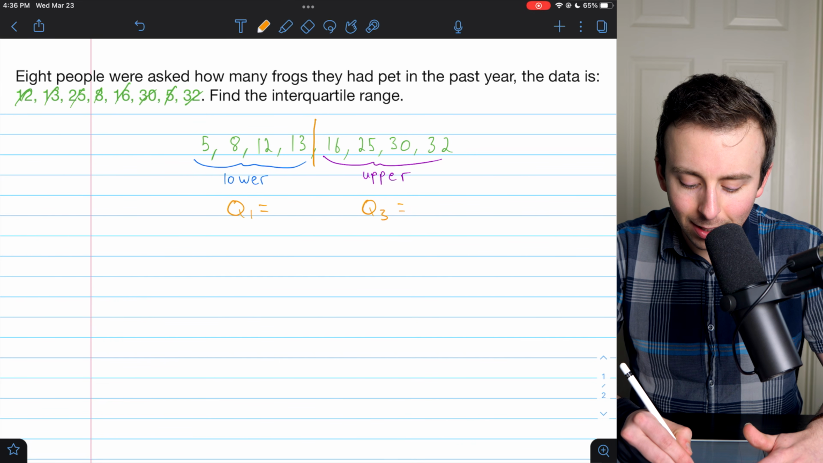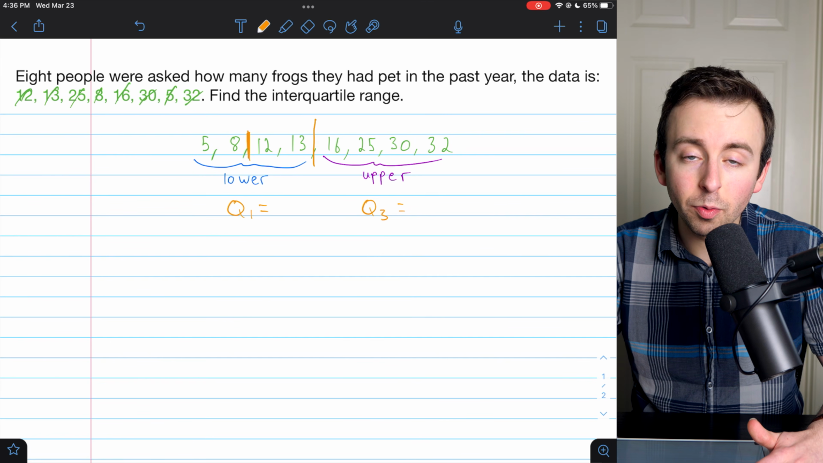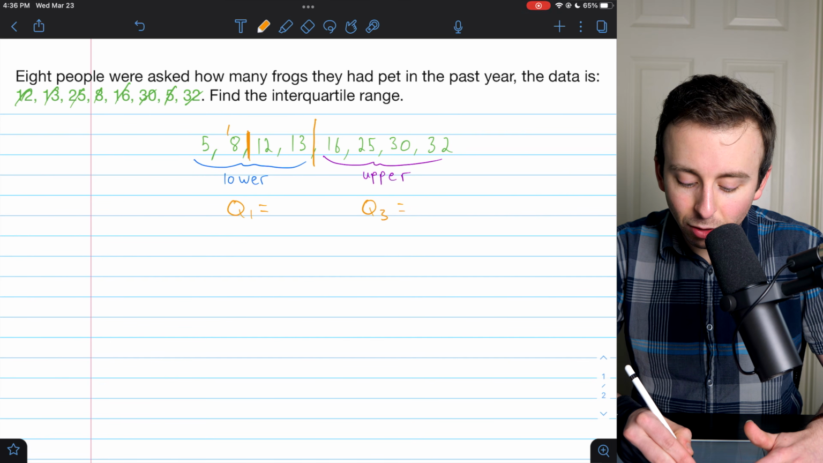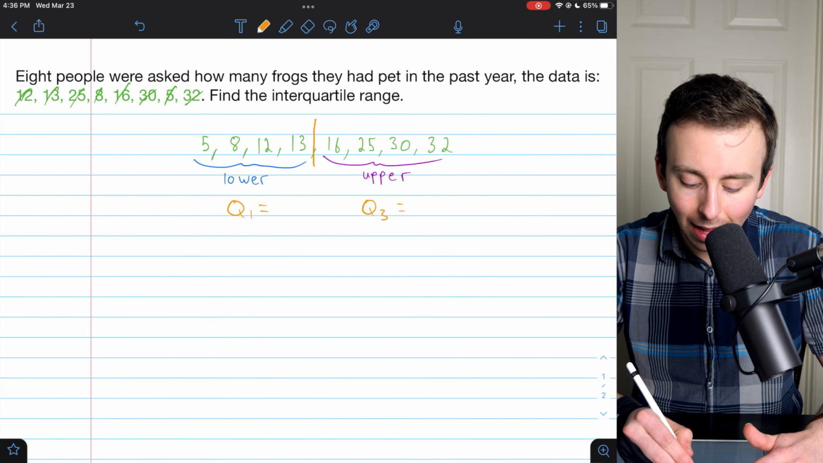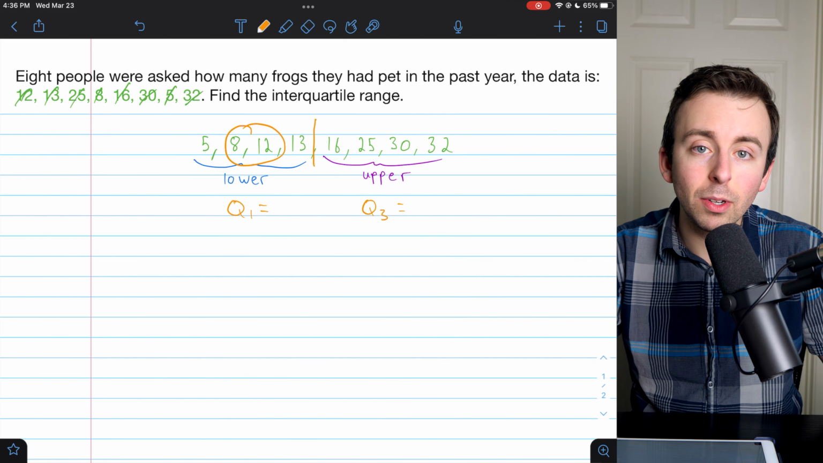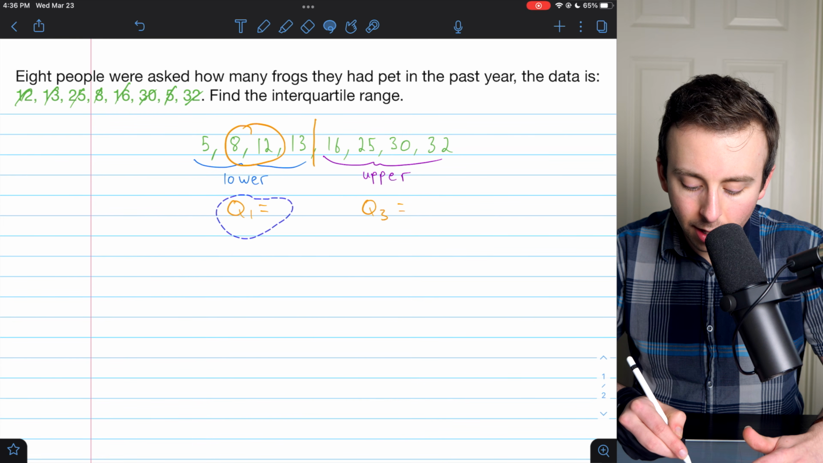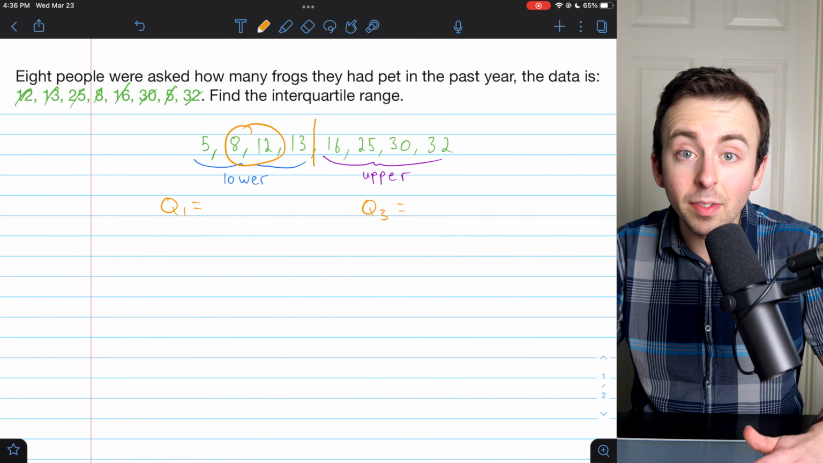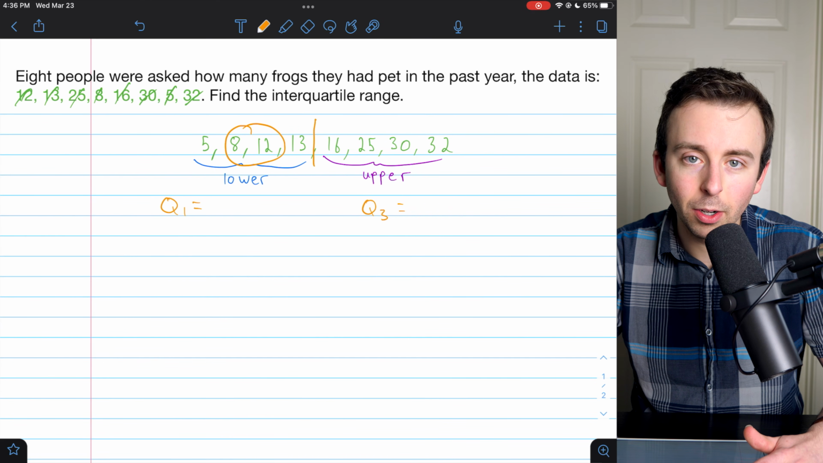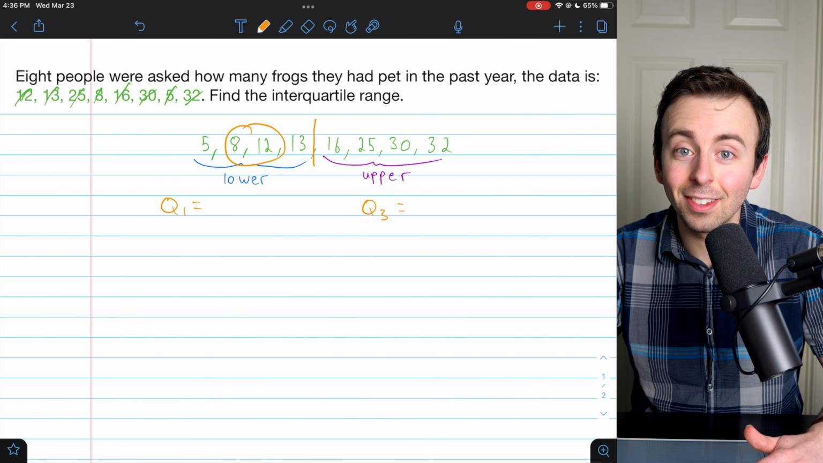Well, the middle is here between 8 and 12. So what we have to do to find the median of this lower half of data is take these 2 numbers that are in the middle, 8 and 12. The median is the number halfway between them, or the average of them. So Q1, the median of the lower half of data, is the number halfway between the 2 numbers in the middle, so halfway between 8 and 12, which you might be able to guess is 10.